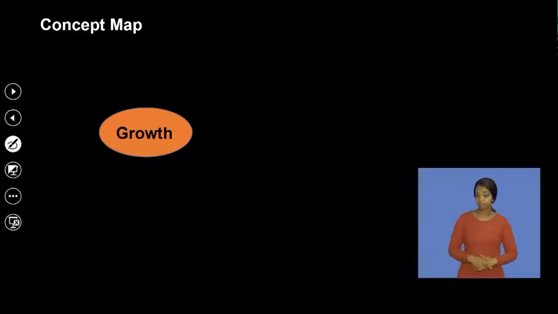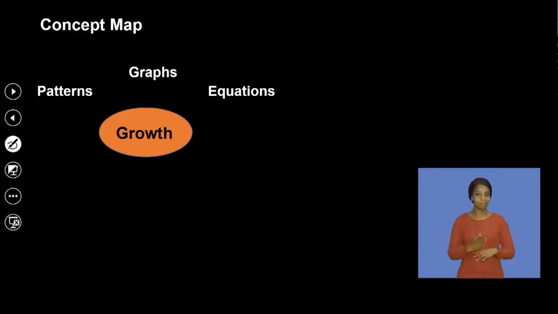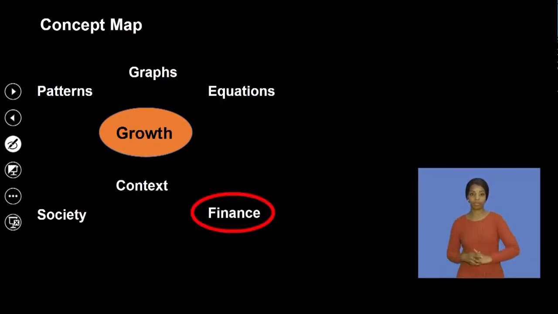But quickly, let's just recap what we've been doing so far. Remember, our big idea is growth. And then also we're looking at patterns with growth. We're looking at also graphs. We're looking at equations, which are the models that we use to predict the future together with the graphs. And also our context is between society and finance. Specifically now, we're going to look at some finance.